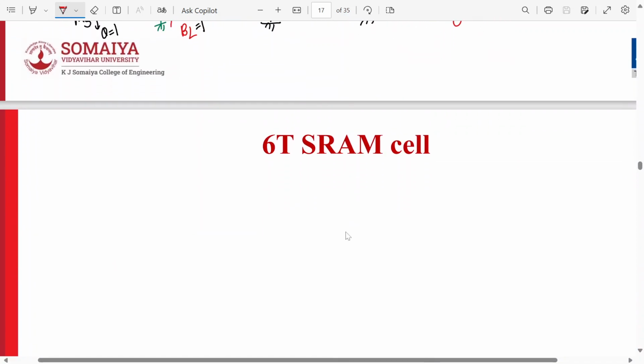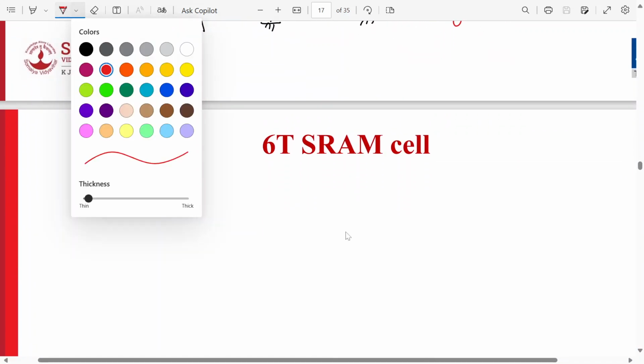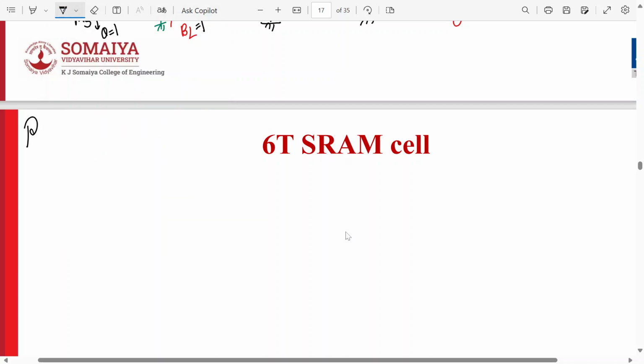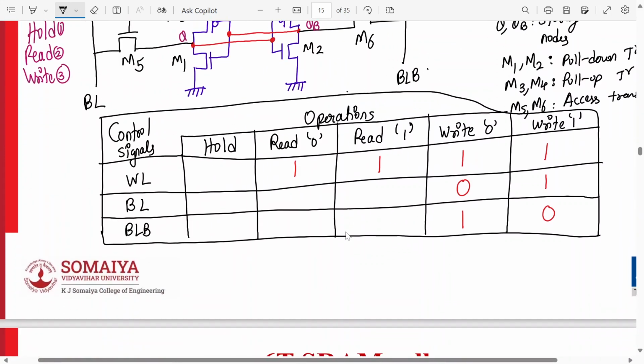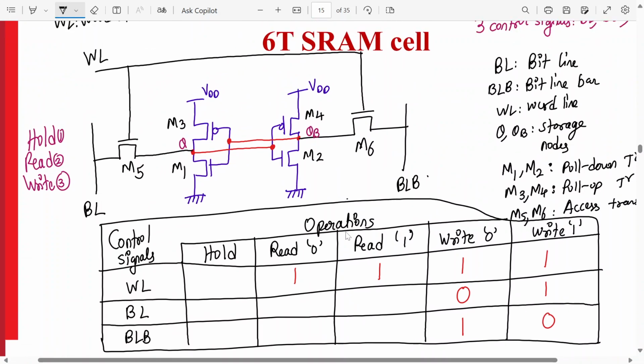Now let me explain the read operation. So let's write down. Acha, I haven't explained the hold operation. So in the hold operation, what happens? Can you tell me? For the hold operation, what should be the status? Here only, tell me.